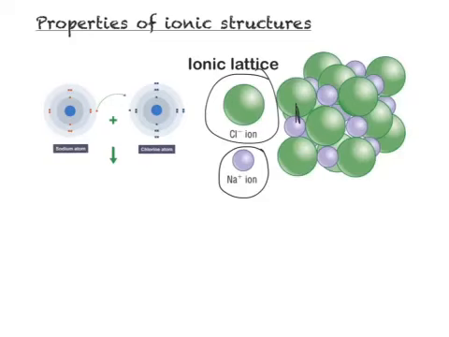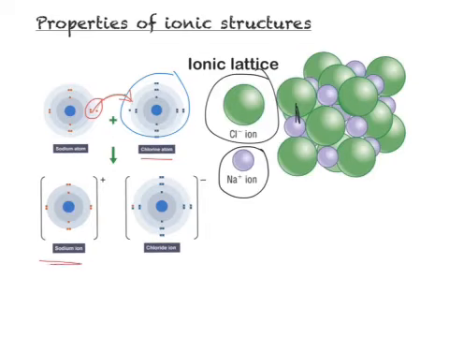Let's just recall that sodium is in group 1 of the periodic table. It has 1 electron in its outer shell. Chlorine is in group 7 of the periodic table, and it has 7 electrons in its outer shell. Sodium loses its outer shell electron, which is transferred across to chlorine. This produces a sodium ion and a chloride ion.